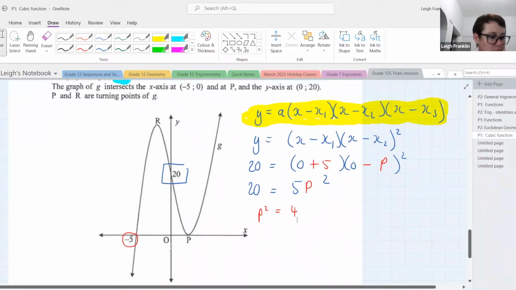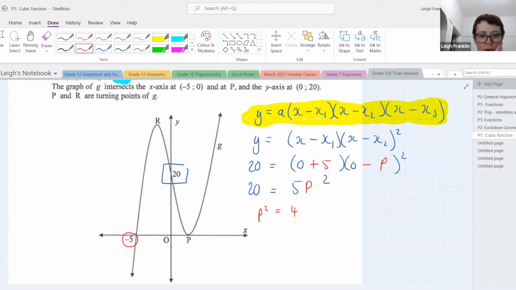And now we can work out what p is going to be equal to. In this case, it's going to be equal to 2 because it's on the positive x-axis. So we would choose the positive answer. Does that make sense to everybody?